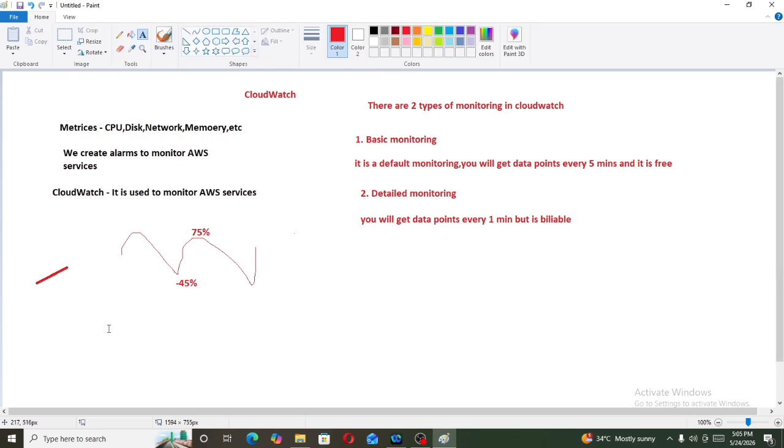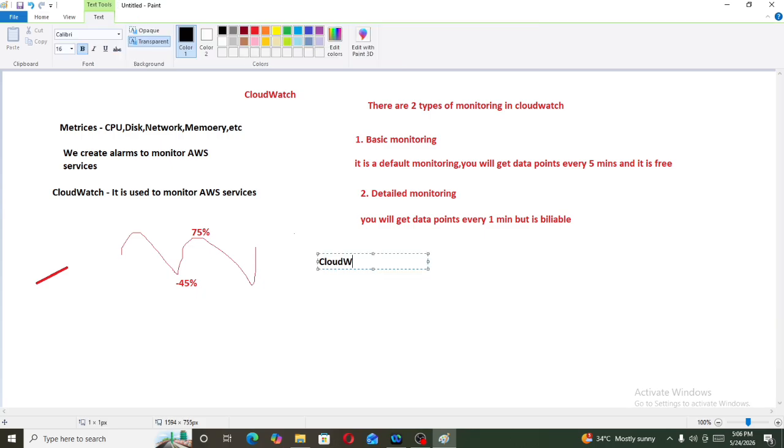Now there is another service in AWS for monitoring, and that is called CloudTrail. What is the difference between CloudWatch and CloudTrail? Whatever action we do in AWS, CloudTrail will monitor it. It is used to monitor the entire AWS account. Whatever action we do in AWS will be monitored by CloudTrail.